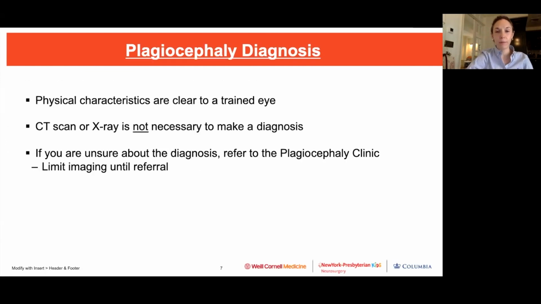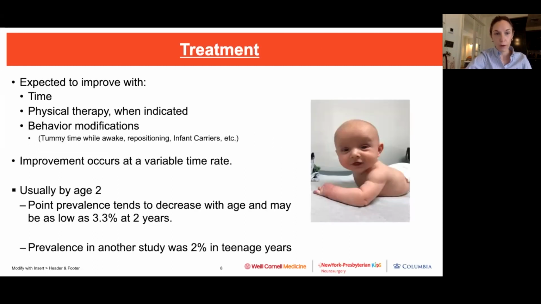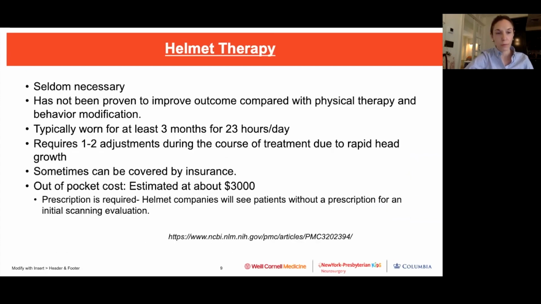You do not need imaging. This is physical exam only. And children get better with time, physical therapy, and behavior modifications. By age 2, you usually see this decrease substantially to a point prevalence of only about 3 years. And when you look at teenagers, only about 2% of the population feels that they have any residual flattening. All right, so that gets the benign out of the way. Again, helmet therapy not needed.